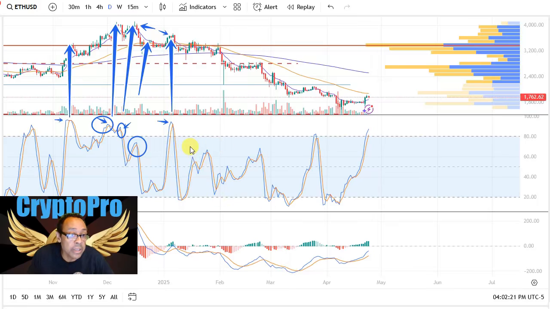Look at your next peaks. Here's a peak here, lower high. Here's a peak here, lower high. Here's a peak here, a definite lower high. Now let's look at this particular action here.